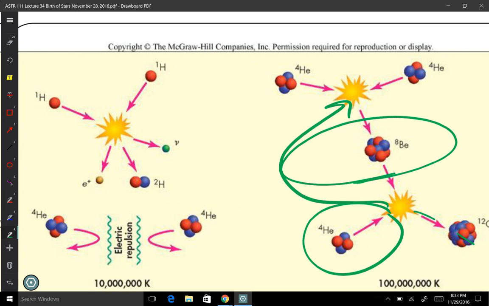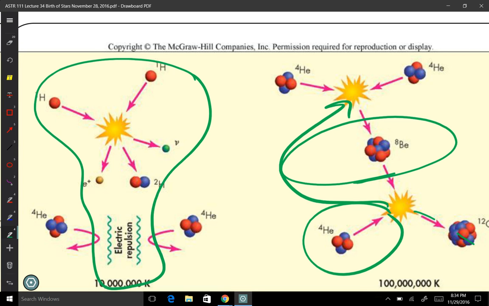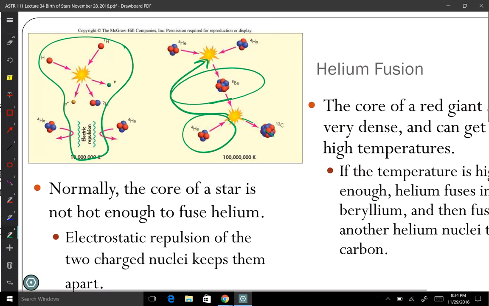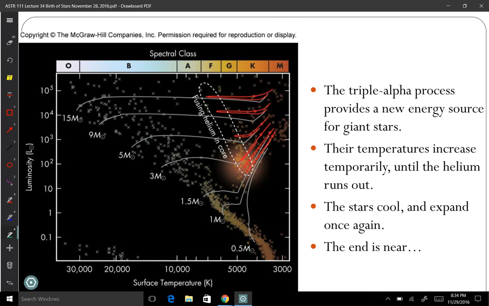Okay, hey, look, I was pretty much right. 10 million kelvins is what you need to make the hydrogen fusion occur. So 10 million kelvins for hydrogen fusion, 100 million kelvins for helium fusion. And that's all I need to say about that.